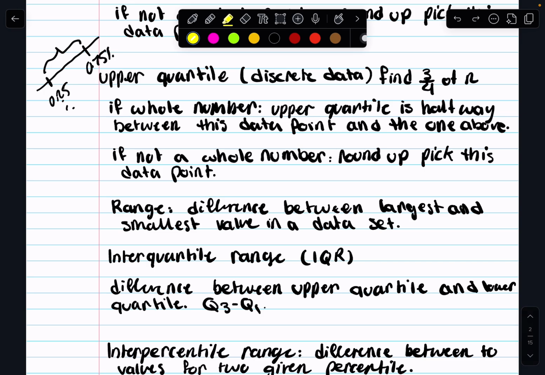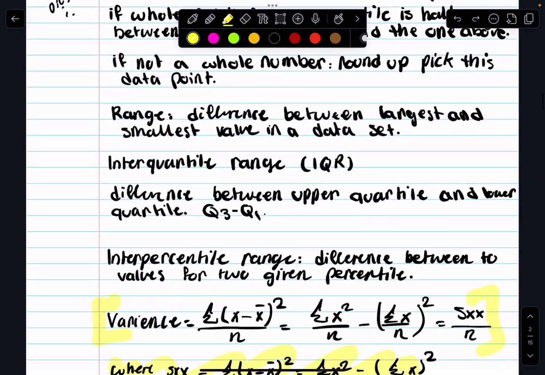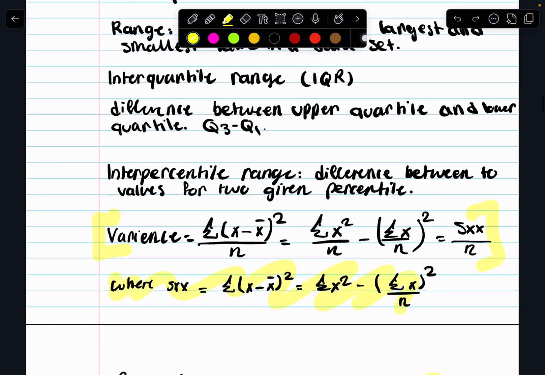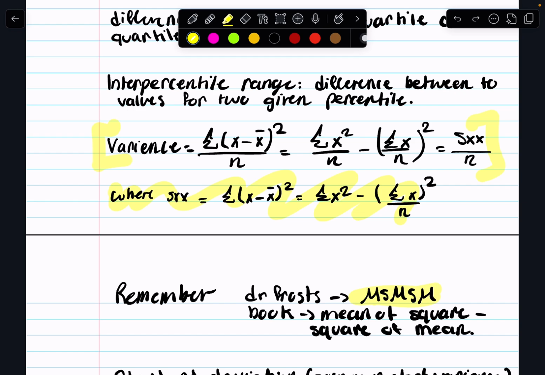The same concept goes with the upper quartile, except this is your 75%. So you find 3 over 4 of n. Again, if it is a whole number, your upper quartile is halfway between that data point and the one above. If it's not a whole number, you round up and that's your data point. Range is the difference between the largest and smallest in the data set. IQR, or interquartile range, is the difference between Q3 and Q1, so upper quartile and lower quartile. Interpercentile range is the difference between 2 values for a given percentile.